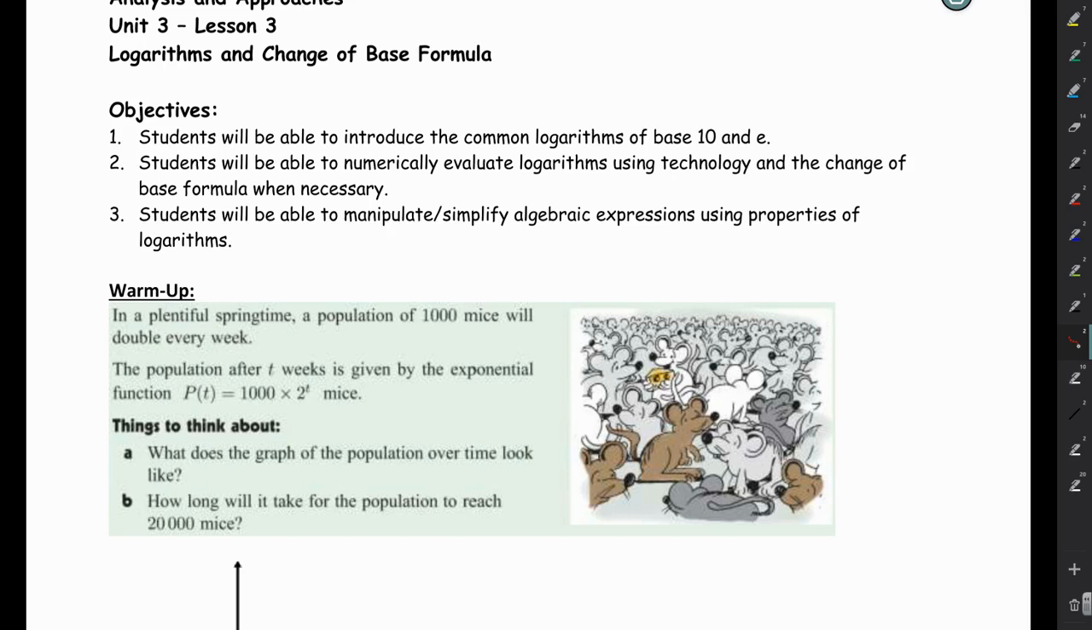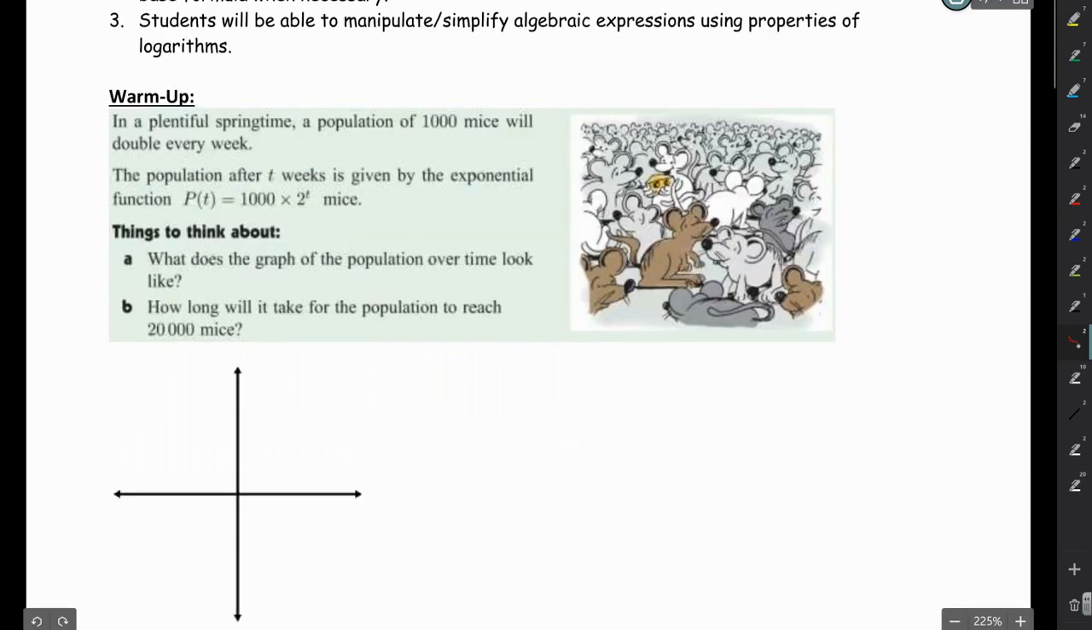In a plentiful springtime, a population of 1,000 mice will double every week. The population is given by the function 1,000 times 2 to the t mice. Things to think about: what does the graph of the population over time look like?